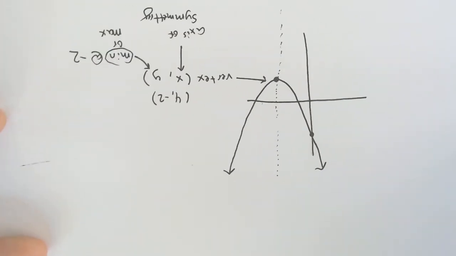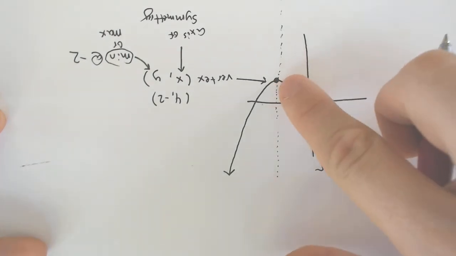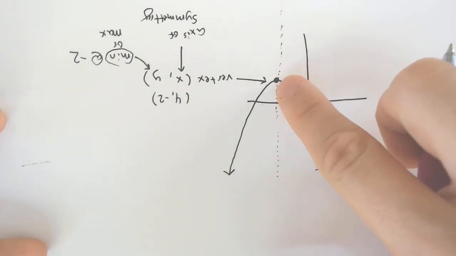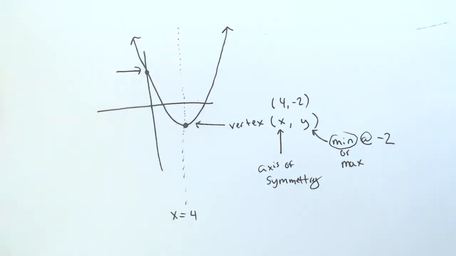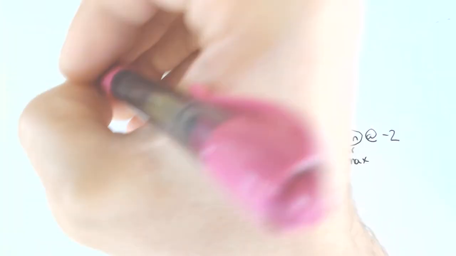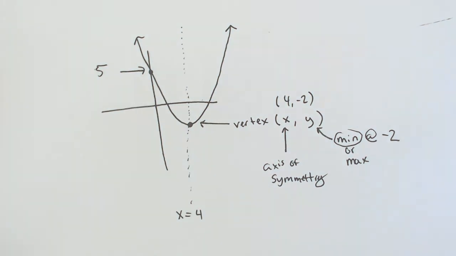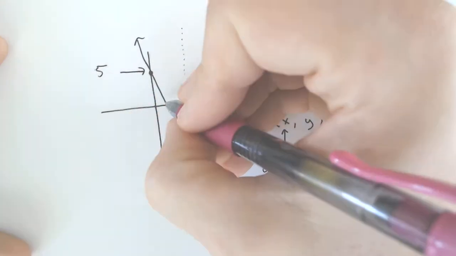And if we had it facing down, it would change to being a maximum at wherever that is. So if that was up at like 3, then the maximum would be at 3. But it is either a min or a max. You cannot have both. And then, of course, you have your basic y-intercept, which in this case looks like we can make it 5 or 3 or whatever.